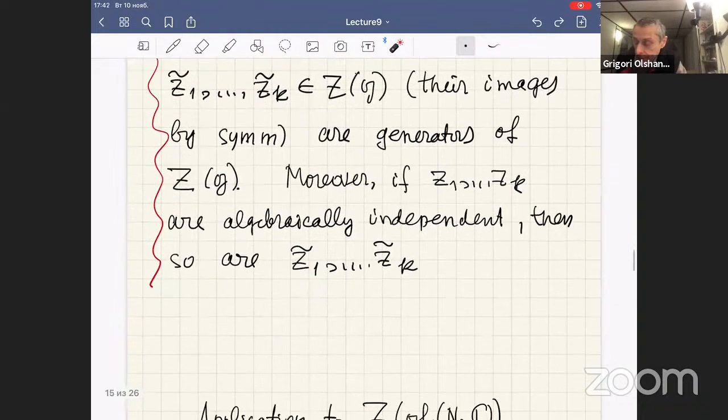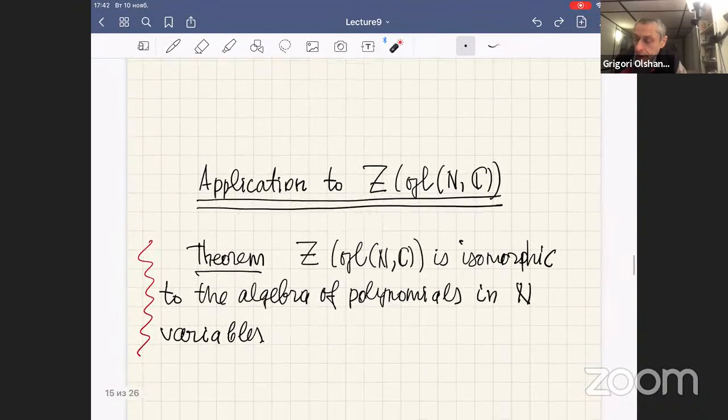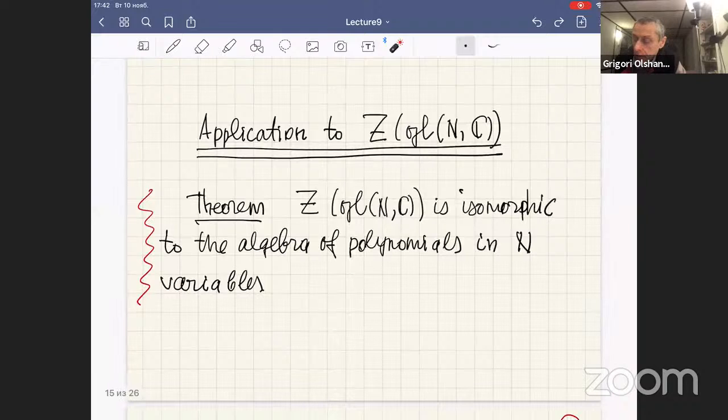How to apply this? Now, we want to apply these arguments to get some information about the center of our model example, the GL_N Lie algebra. And we want to prove the following result. This is not the center of the Lie algebra; this is by definition the center of the universal enveloping algebra. This is my notation for the center in the universal enveloping algebra.